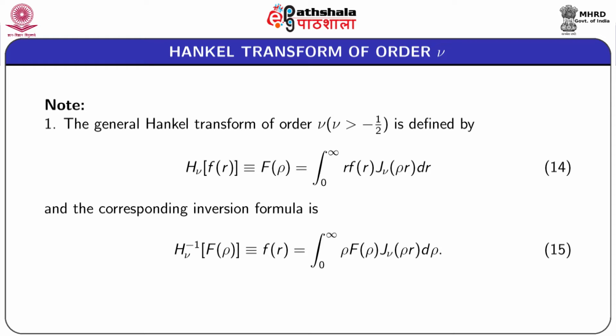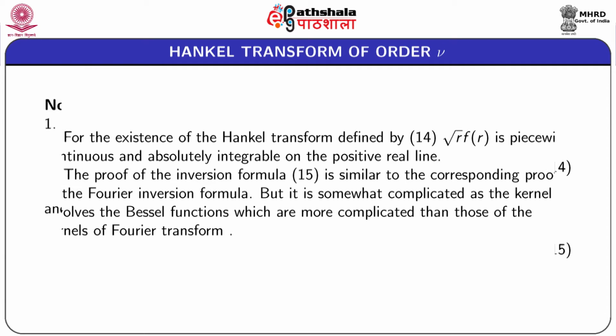For existence of a Hankel transform defined by equation 14, root over r f(r) is piecewise continuous and absolutely integrable on the positive real line. And number 3, the proof of inversion formula 15 is similar to the corresponding proof of the Fourier inversion formula, but it is somewhat complicated as the kernel involves Bessel functions, which are more complicated than the kernels of the Fourier transform. So, here we are not going into the detail of the proof.